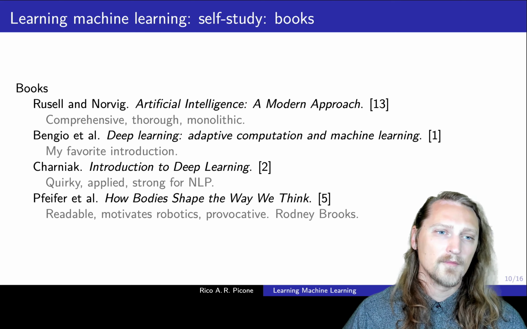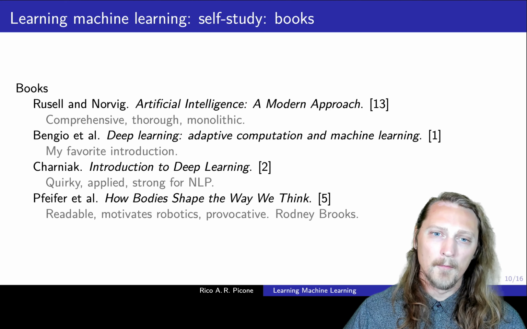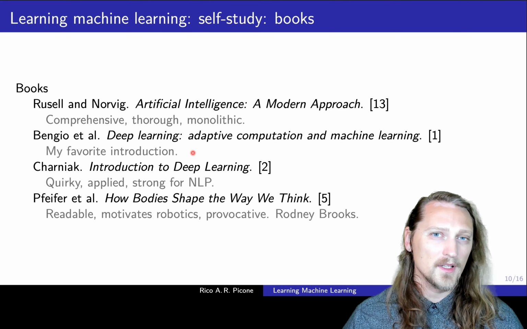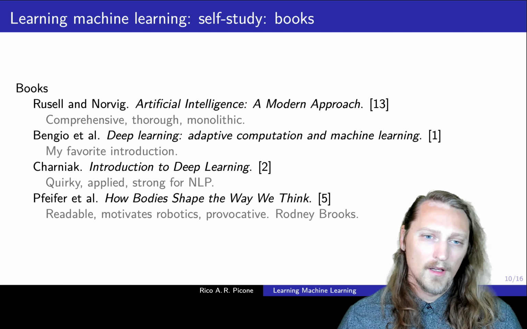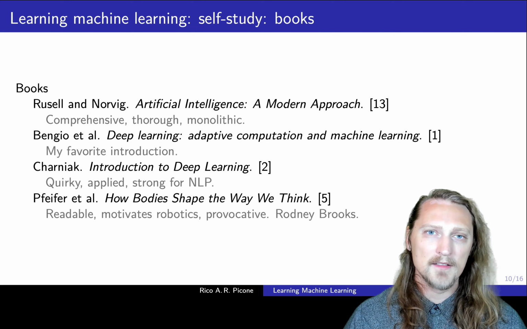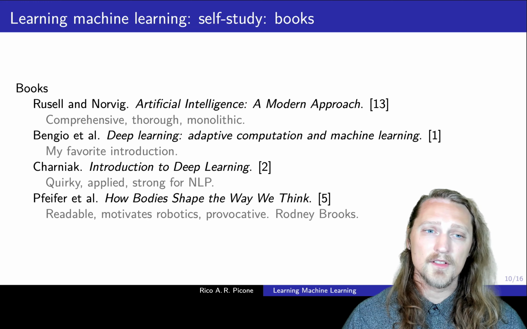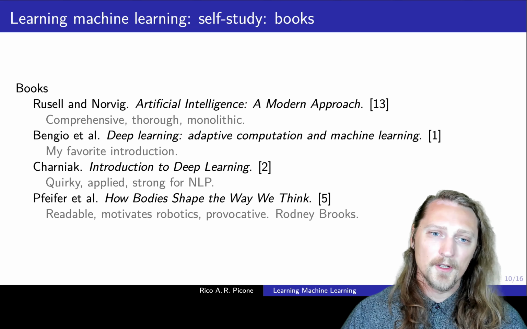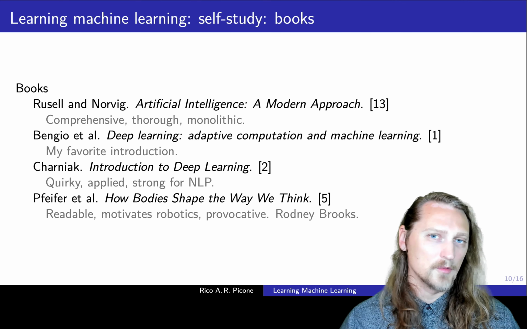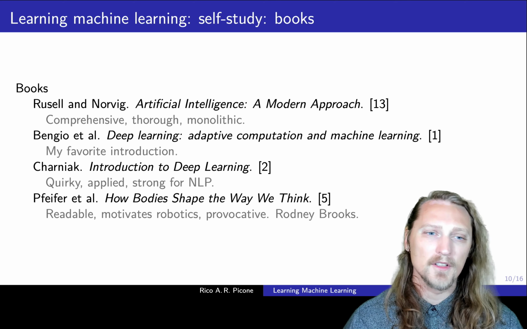It's very large. My favorite introduction is actually by Bengio, and it's specific to deep learning. It's specific to machine learning, so it doesn't give you all of AI, but it gives you the most important AI technique right now. So I think that one's a really good place to start. Charniak's Introduction to Deep Learning is kind of weird and quirky. It's very applied. He's a natural language processing guy, so I like his text. It's a good readable start.